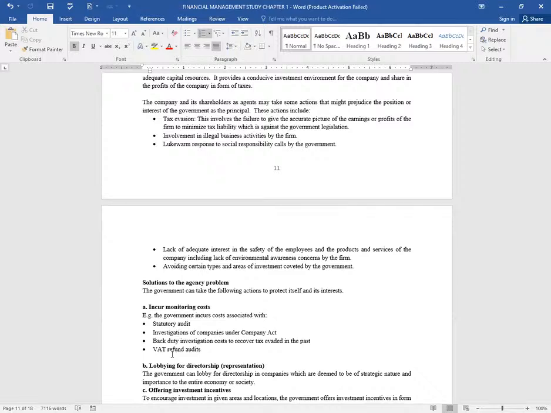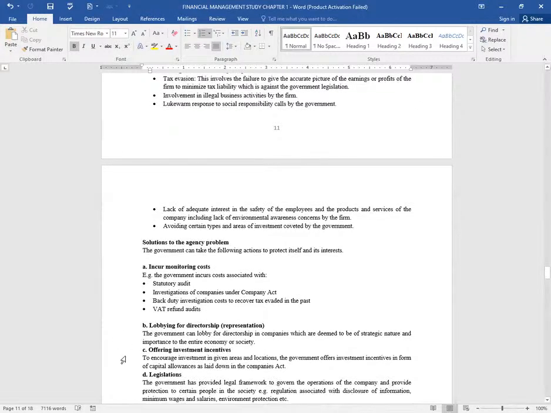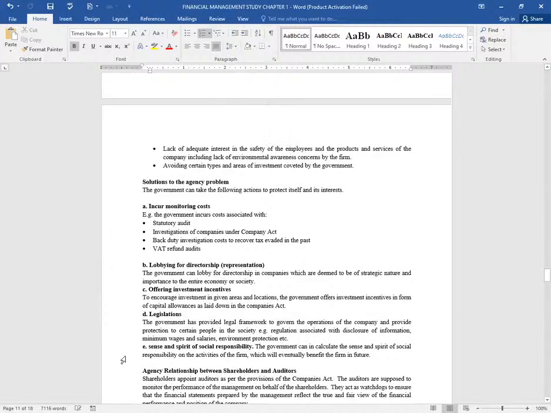So, solutions to the agency problem, these are government incurring, that is A, monitoring costs. B, we have lobbying for directorship, where the government, through the Treasury, ladies and gentlemen, will have a representative in companies like Safaricom and these big corporates. You have like the PS Treasury becoming a director, right? We have C, to realign interests, offering investment incentives like what you study in taxation, the wear and tear allowances, investment building deductions, IBD, etc. Then we can also have our interests aligned through legislation, etc.